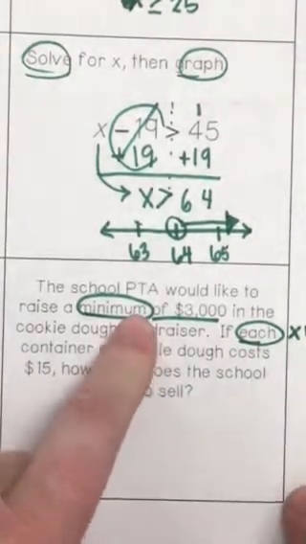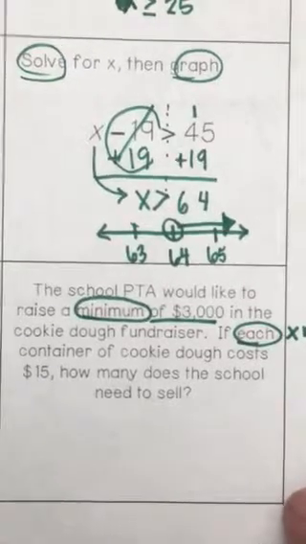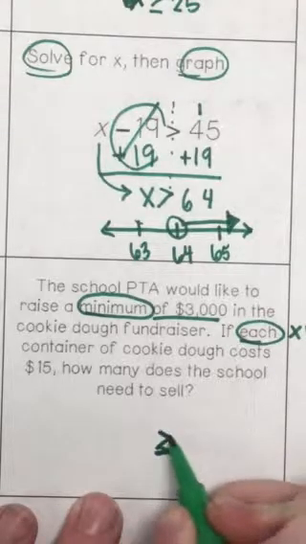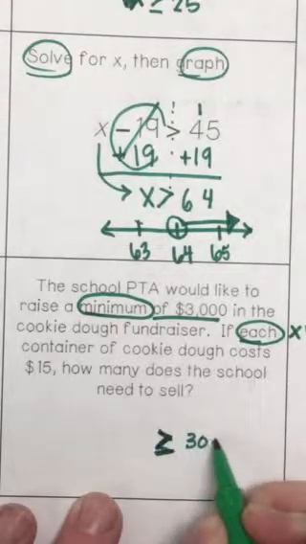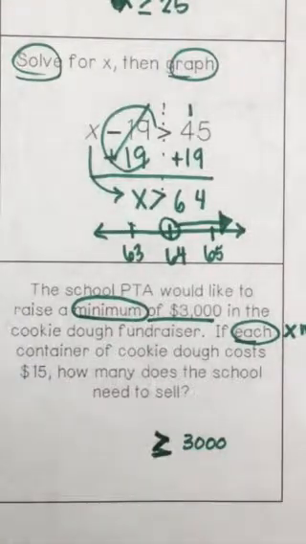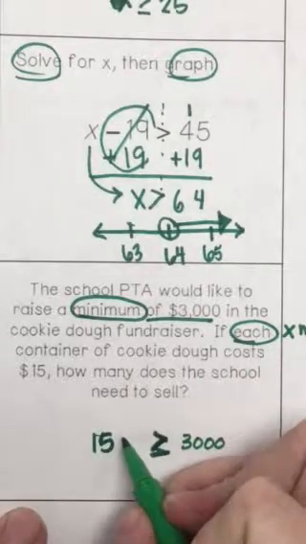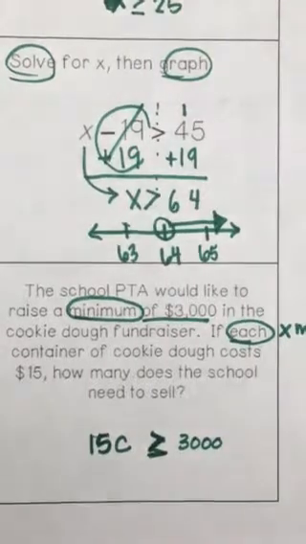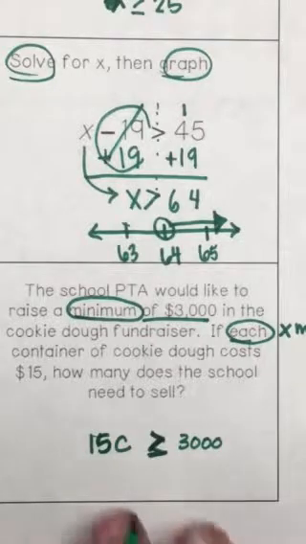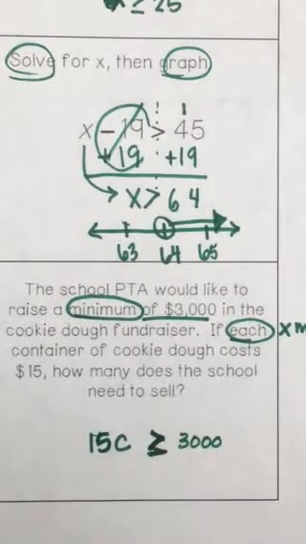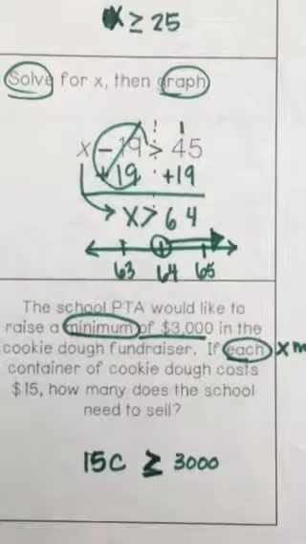Well, we go back up to minimum. What does minimum mean? That's the least amount that I can sell, but I could sell more. So I'm going to be greater than or equal to $3,000, because I want more than $3,000, or at least $3,000. I know that each container is $15, but I do not know how many containers of cookies I have sold, so we're multiplying that. And because of that, you should be able to solve it now that we have it: 15 times C is greater than or equal to 3,000.